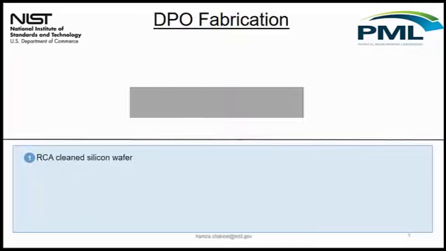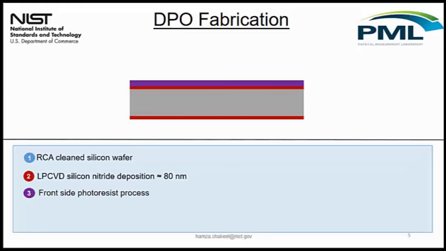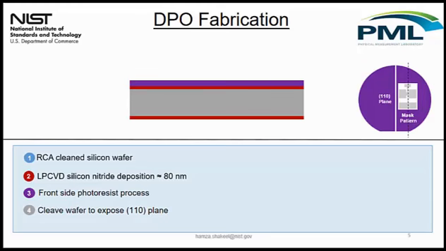Now, the fabrication of these DPOs starts with a clean RCA clean silicon wafer. We deposit LPCVD silicon nitride on both sides, and then do a front side photoresist process. Then we cleave the wafer into two halves that will expose the 110 plane. So this is a crucial step in fabrication.